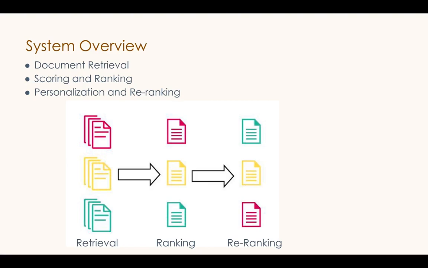Let's first take a look at the search and the recommender system. There are usually three stages in the system. The first stage, according to the query or user profile, documents are retrieved. This is usually done by very simple rules, and we retrieve documents on the order of hundreds or even thousand. The retrieved documents then will be fed into a ranking system, and they will get a score, and the score will be ranked.